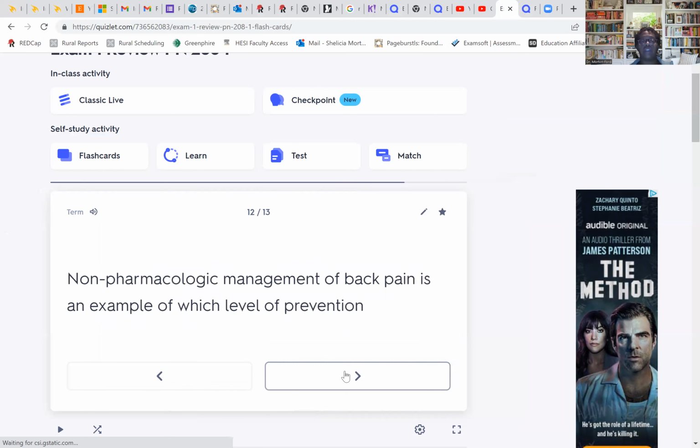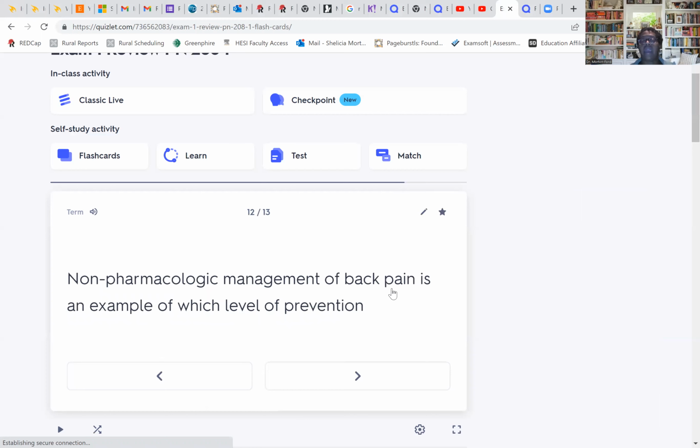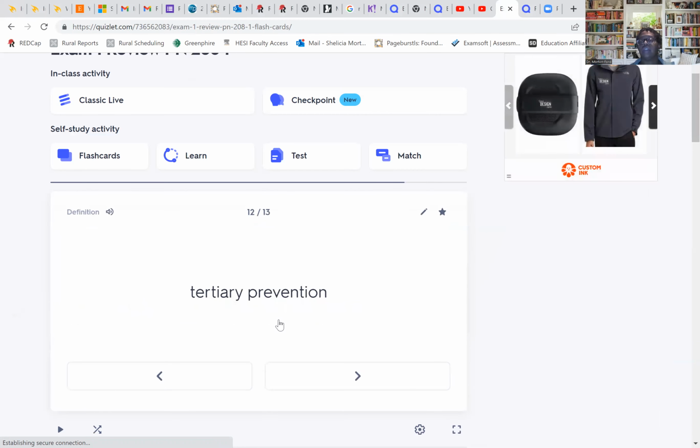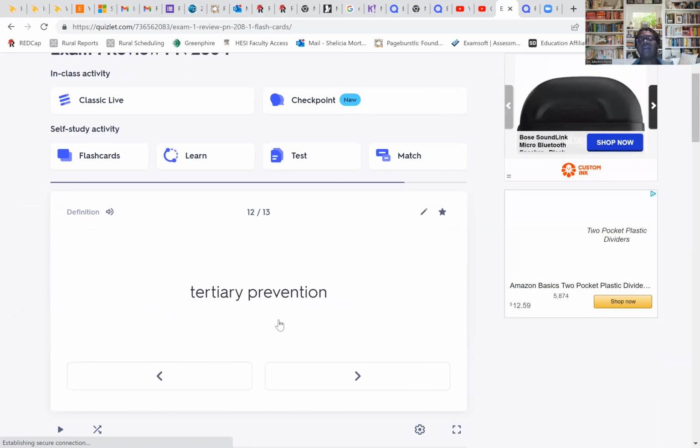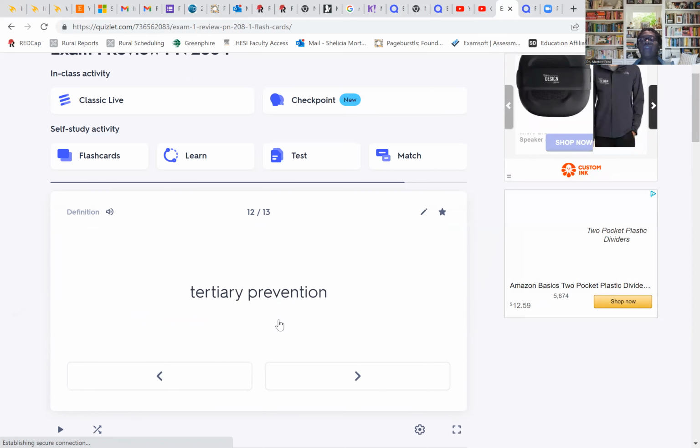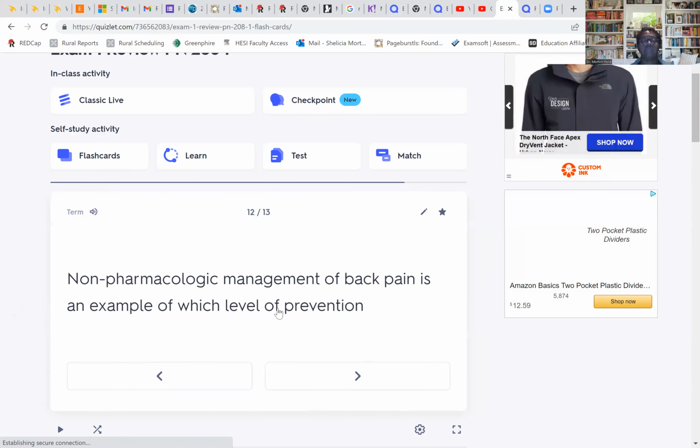Which level of prevention? A non-pharmacologic management of back pain. So the intervention does not include medication. It's non-pharmacologic, and the issue is back pain. Is an example of which level of prevention? Tertiary, because you already have a disease process or injury that is there.